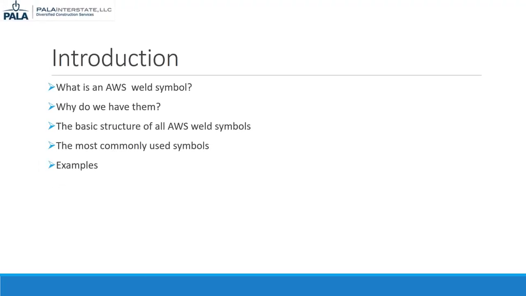The purpose of this presentation is to provide a firm understanding of the standard AWS weld symbols used on the drawings that you will see while building API storage tanks. AWS weld symbols can be confusing, so it is imperative to understand the basics. We will be covering what a weld symbol is, why do we have them, the basic structure of the symbols, defining the most common symbols used in our industry, and providing examples of different ways the symbols can be used. Let's begin.